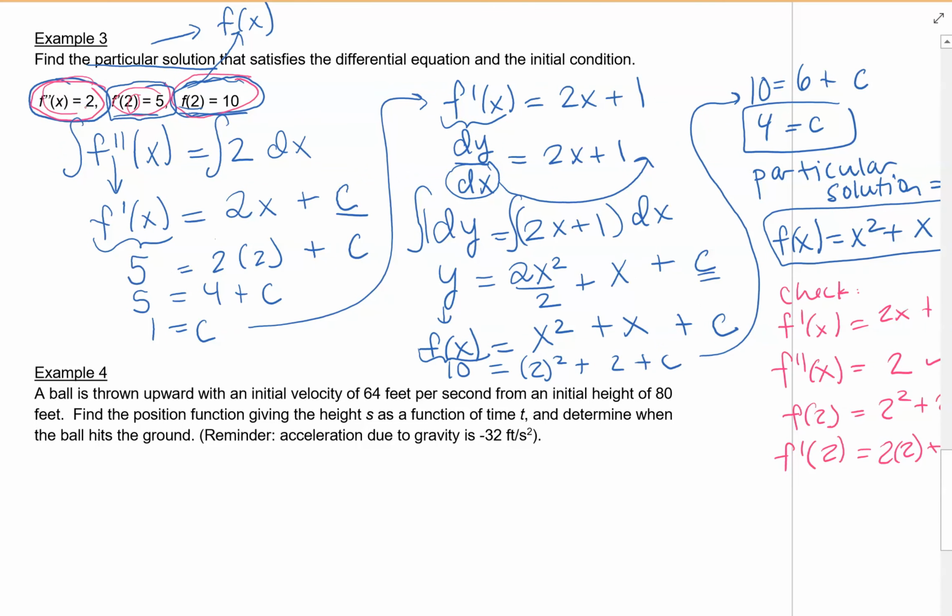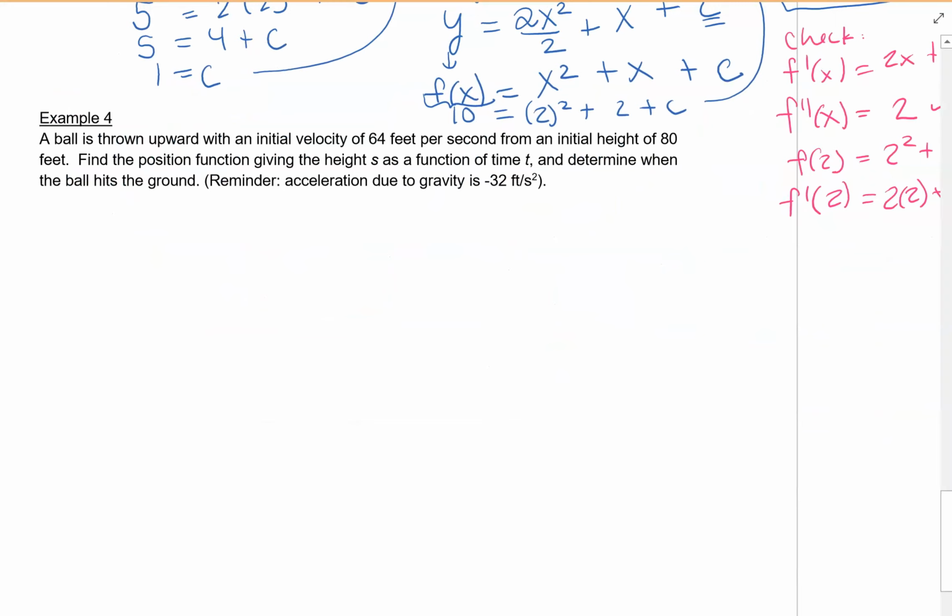Now, lastly, in example 4, we are given a position, velocity, acceleration situation. We're being told that a ball is thrown upward with an initial velocity of 64 feet per second. So that means that that would be the value of my velocity when time is 0, right? My initial velocity was v of 0. So that's one initial condition, and then an initial height of 80. So that's like saying that my position function when t is 0 is 80. So that's what these initial velocity, initial height means: the velocity initially, so when time is 0, and the height initially when time is 0.